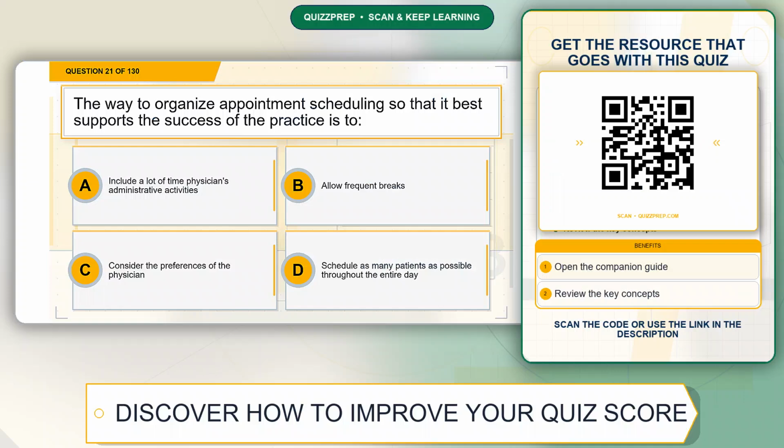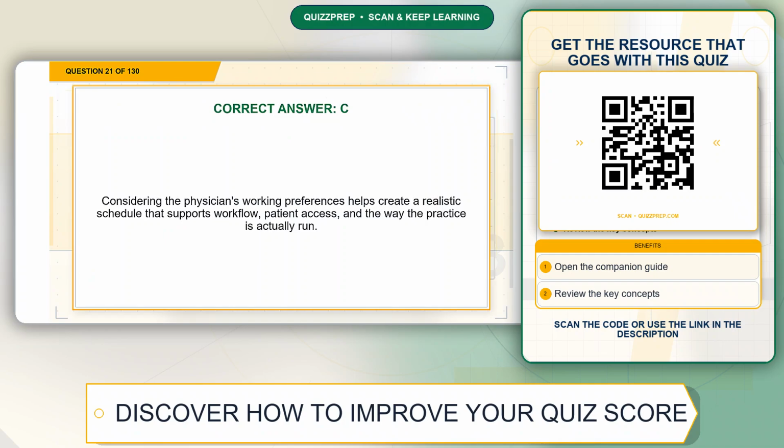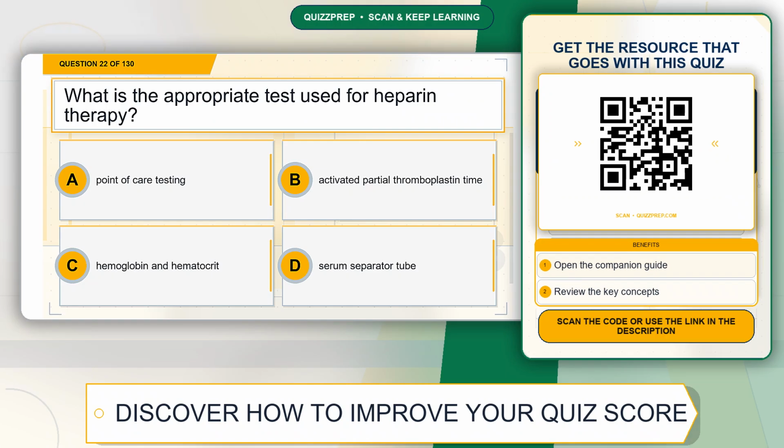Question 21. The way to organize appointment scheduling so that it best supports the success of the practice is to: Option A, include a lot of time for physician's administrative activities. Option B, allow frequent breaks. Option C, consider the preferences of the physician. Option D, schedule as many patients as possible throughout the entire day. The correct answer is option C, consider the preferences of the physician. Explanation: considering the physician's working preferences helps create a realistic schedule that supports workflow, patient access, and the way the practice is actually run.